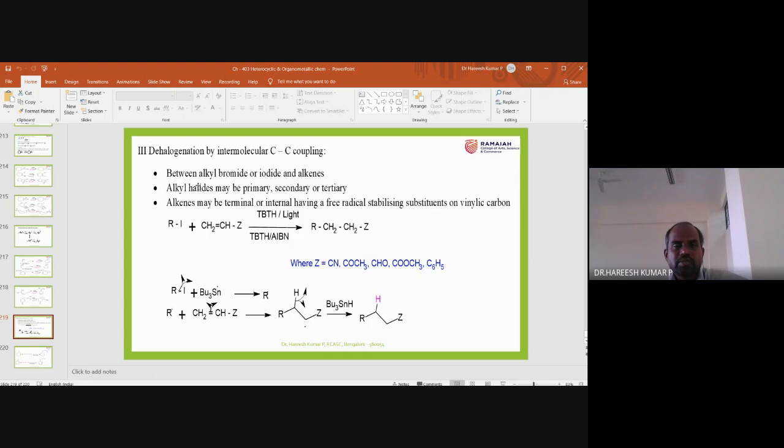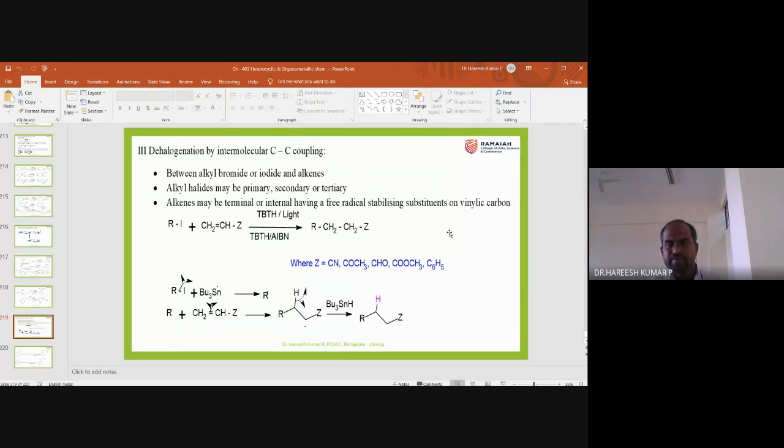So what are the points between alkyl bromide or iodide and alkenes? Alkyl halides may be primary, secondary, or tertiary. Alkenes may be terminal or internal. Okay, alkenes may be terminal, meaning at one end of the structure, or may be internal, in between, having free radical substituents.